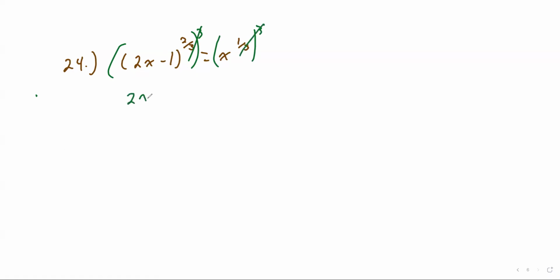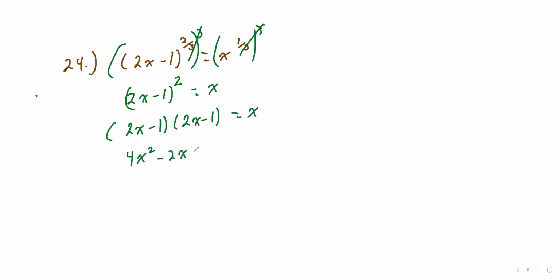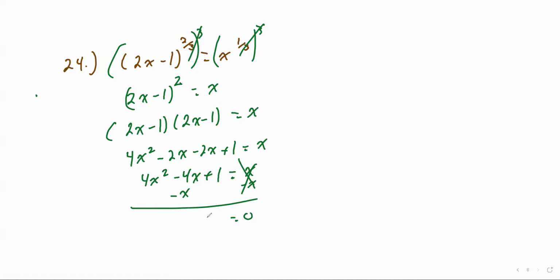So now I'm left with 2x minus 1 squared equals x to the first power. So therefore, we got a little bit easier of a problem now. So now I got 2x minus 1 times 2x minus 1 equals x. Pull it out, so you get 4x squared minus 2x minus 2x plus 1 equals x. Therefore, I get 4x squared minus 4x plus 1 equals x. Subtract x since I'm dealing with a quadratic. So I get 4x squared minus 5x plus 1.